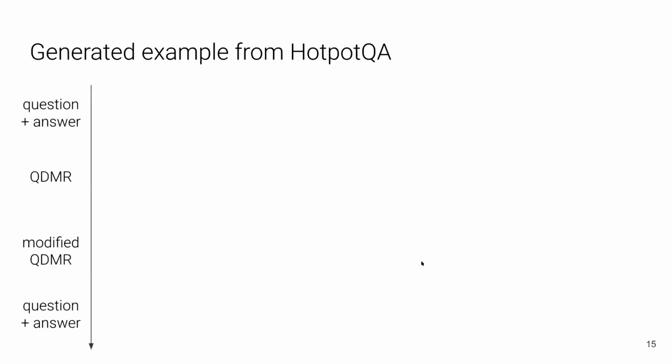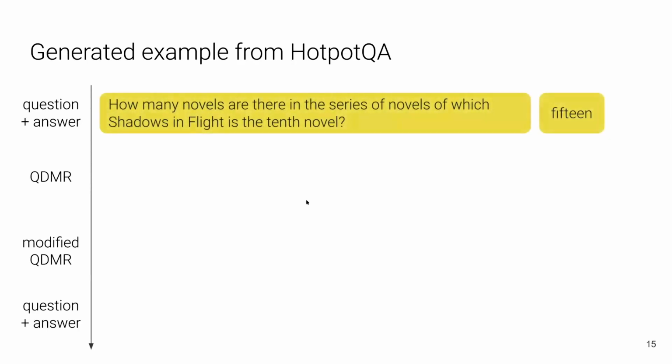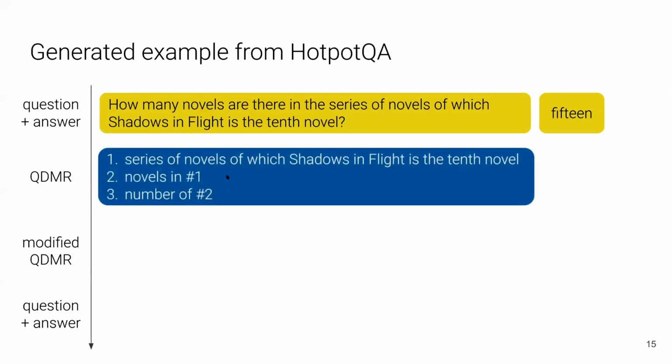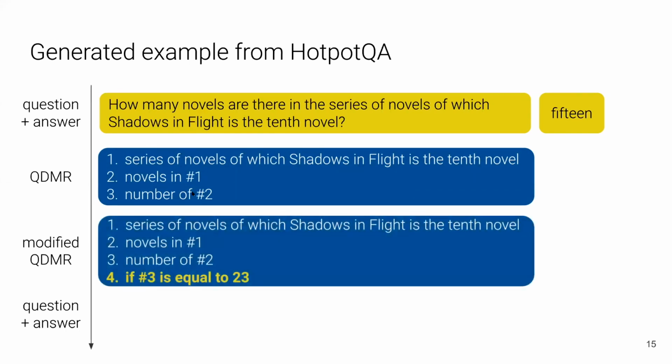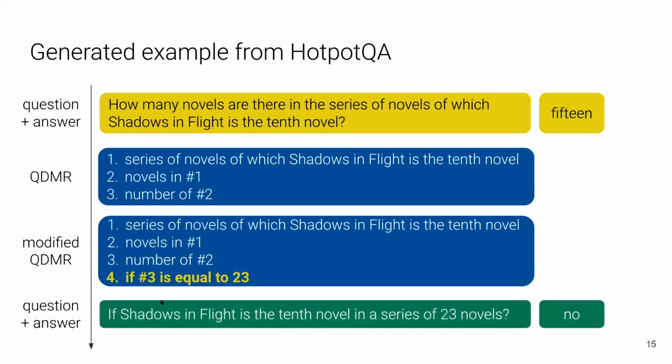Let's look at an example. This is an example from HotpotQA, which is a reading comprehension dataset focused on reasoning. And you have this question, how many novels are there in some series? And the QDMR structure is this. It has three steps, the last of which is counting. And we apply this rule-based perturbation that asks if the count is 23. And then we generate a new question, which is, if Shadows in Flight is the 10th novel in a series of 23 novels. So this is the new question. And we can automatically compute the answer to the question because we know that the answer is 15, and we know that we created this new thing with 23, so the answer must be no.